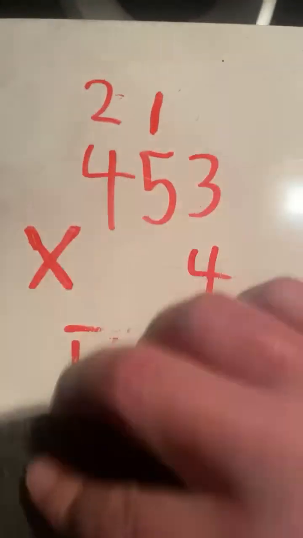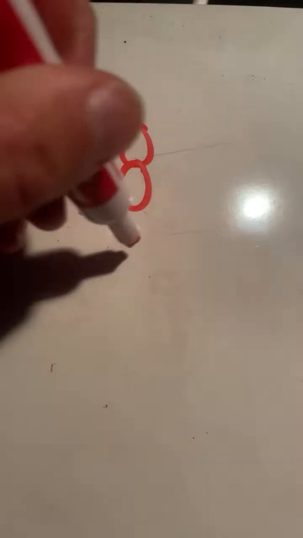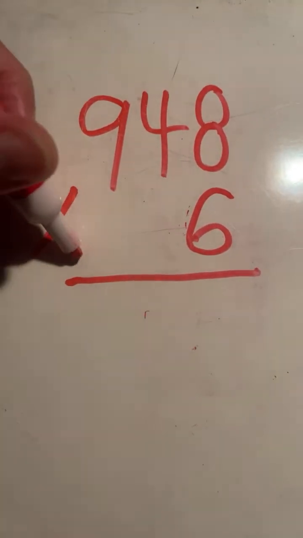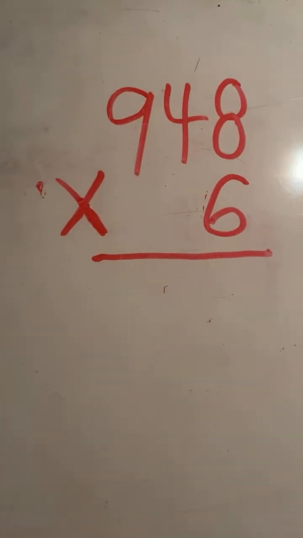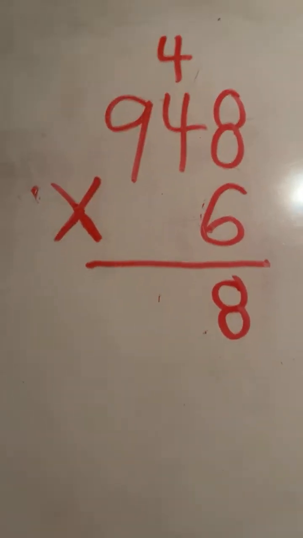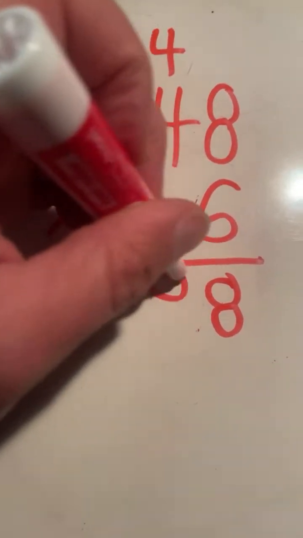All right, next example. 948 times 6. So we start in the ones place. 8 times 6 equals 48. 8, carry the 4. 4 times 6 equals 24. Plus 4 equals 28. 8, carry the 2.